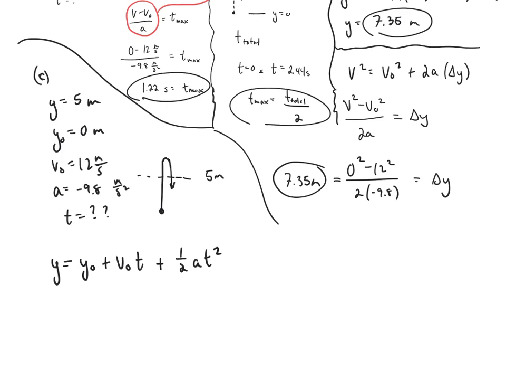But what I want to do is two parts to a problem, when I can solve it all in one? Probably not, right? Can't think about that logically. So we plug in 5 equals 0 plus 12t minus 4.9t squared. It's a quadratic clearly. Move the 5 over: negative 4.9t squared plus 12t minus 5. You should, within 30 seconds, be able to solve this.